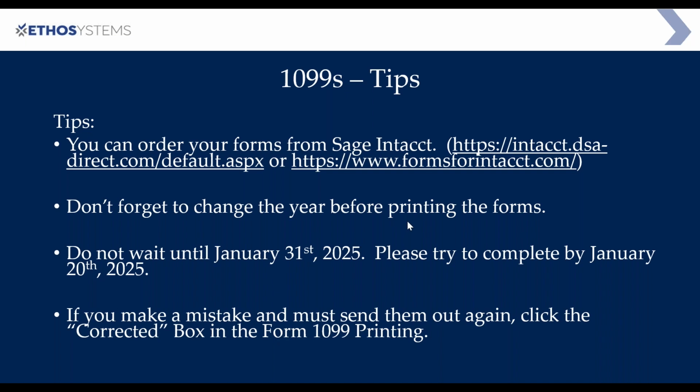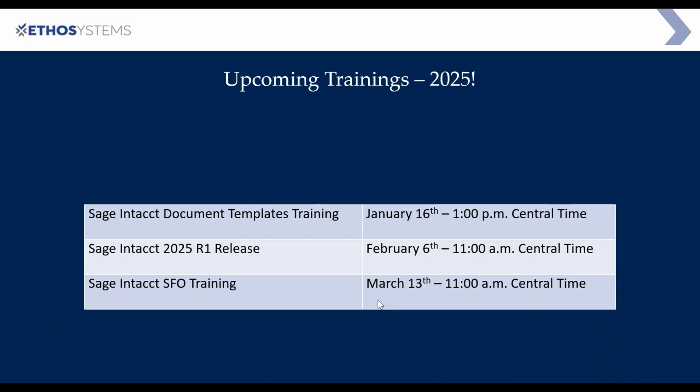It's based upon that check. So if you've done your last check run on December 31st, theoretically, you can start doing your 1099s at the end of the first week of the year. If you make a mistake, there is a corrected box under the 1099 printing. You can do corrected as well when you're reprinting your 1099s.